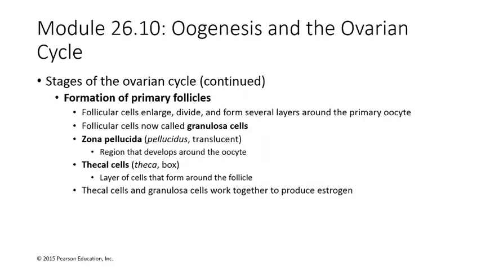Now again, once puberty begins, several of these primordial follicles will be chosen, and they will become primary follicles, and they will begin to enlarge, and the cells around the outside will divide. Now this isn't the egg enlarging yet, but this is simply the follicular cells around the outside. They're going to start enlarging and dividing and forming several layers. These follicular cells are now simply called granulosa cells.